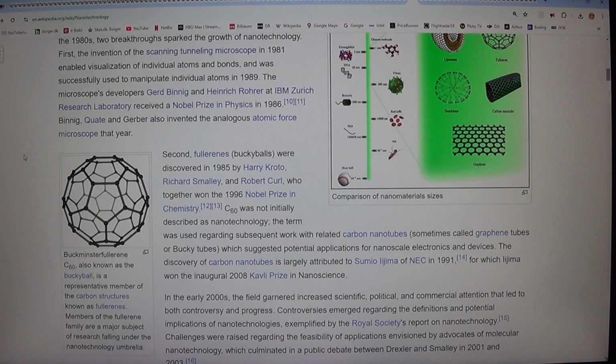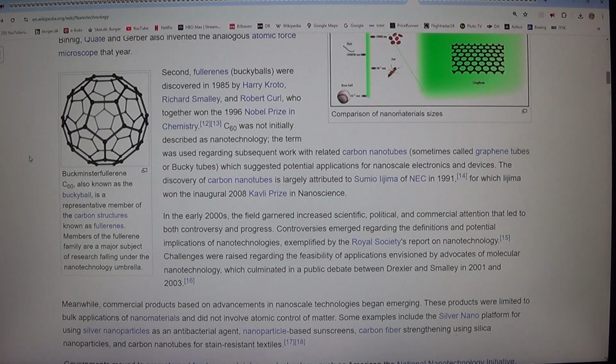Buckminsterfullerene C60, also known as the buckyball, is a representative member of the carbon structures known as fullerenes. Members of the fullerene family are a major subject of research falling under the nanotechnology umbrella. Second, fullerenes, buckyballs, were discovered in 1985 by Harry Kroto, Richard Smalley, and Robert Curl, who together won the 1996 Nobel Prize in Chemistry.